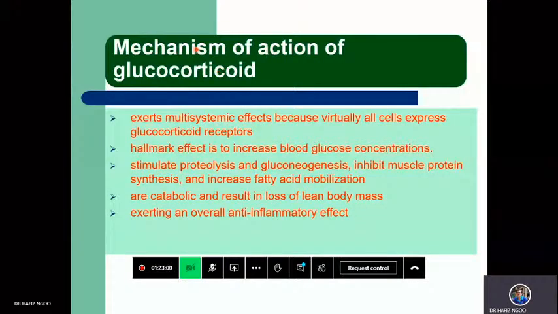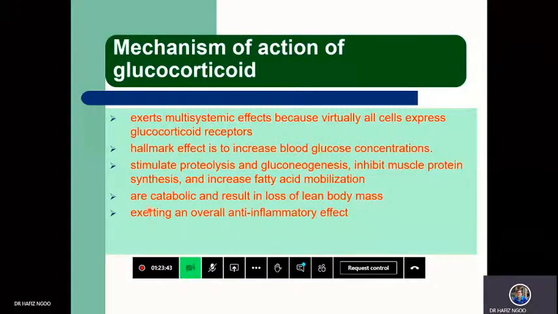So in summary, the mechanism of action of glucocorticoid is a multi-systemic effect. Okay. The main thing is to increase the blood glucose concentration, and also it stimulates proteolysis, especially in the muscles. Glucogenesis, so the protein is the substrate for gluconeogenesis to produce more glucose. It inhibits muscle protein synthesis, and also increases fat mobilization. That means it is going to move the fat to the liver for glucose. The metabolic result is loss of lean body mass.